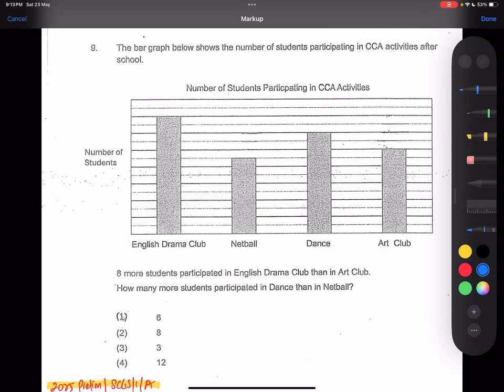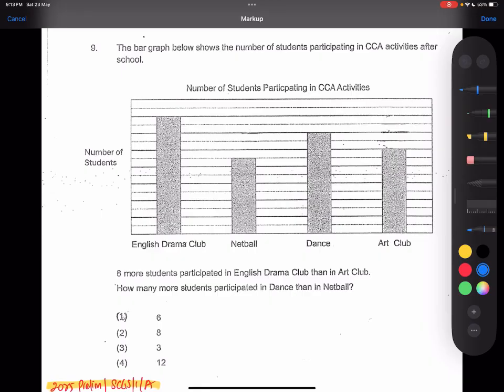2025 Prelim SCGS Paper 1 Booklet A, Question 9. The bar graph below shows the number of students participating in CCA activities of the school. 8 more students participated in English Drama Club than in Art Club. How many more students participated in dance than in netball?